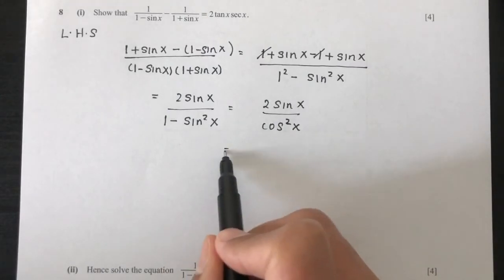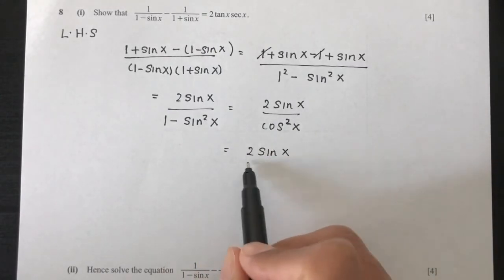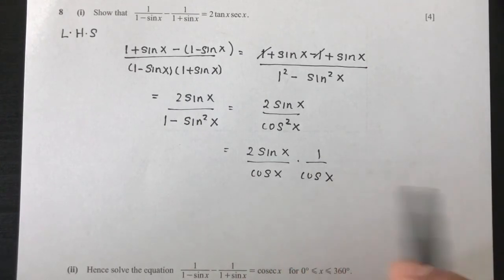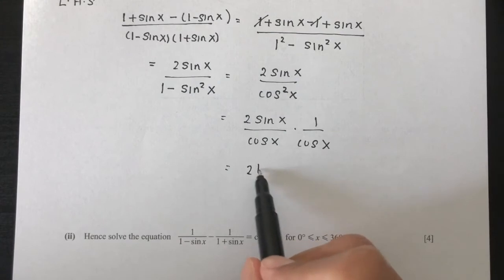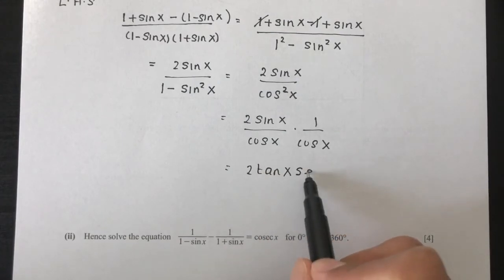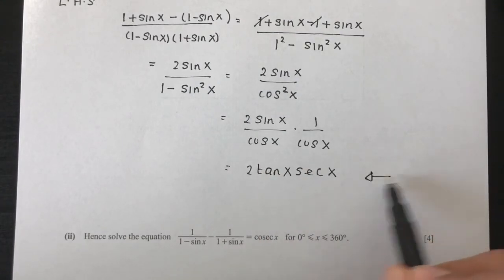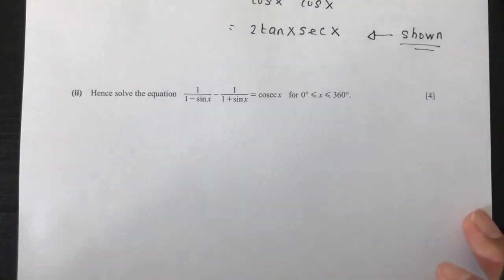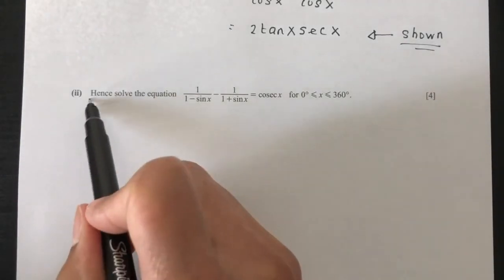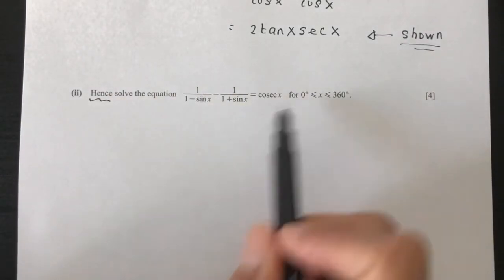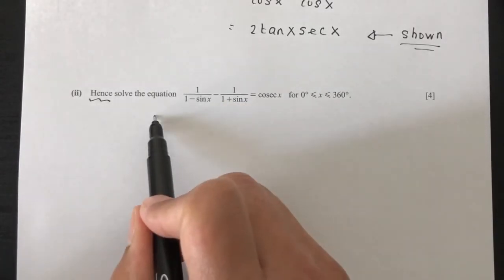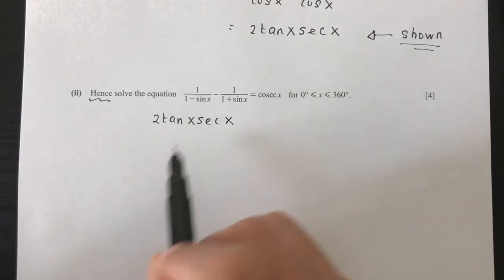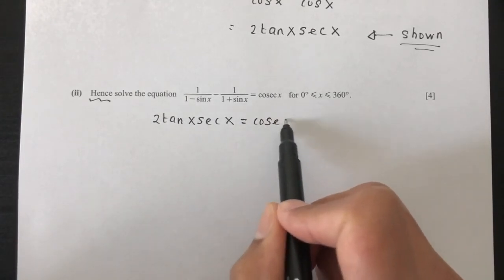Now you can simplify: that is 2 sine x over cos x times 1 over cos x. That is equal to 2 tan x, and 1 over cos is sec x. This is shown as required for part 1. Now for part 2, using this, hence means using part 1, we have to solve this equation. So let's replace this: you will have 2 tan x sec x is equal to cosec x.